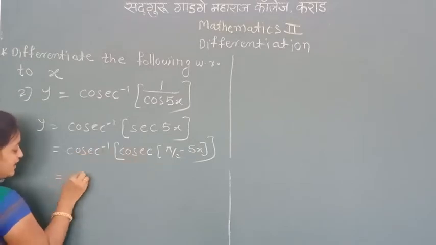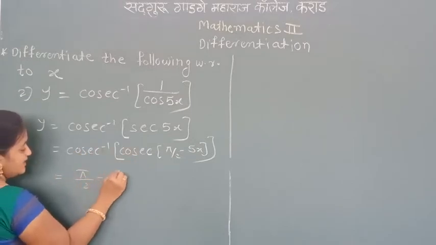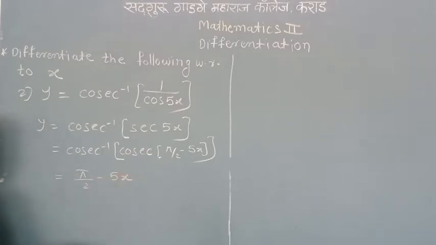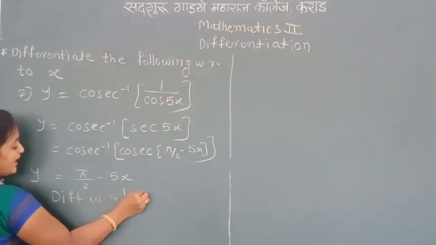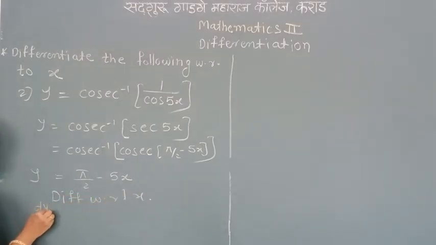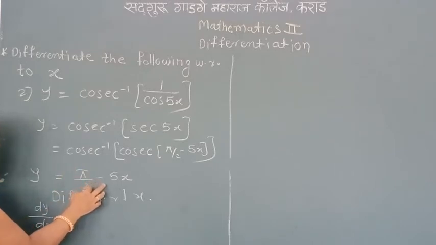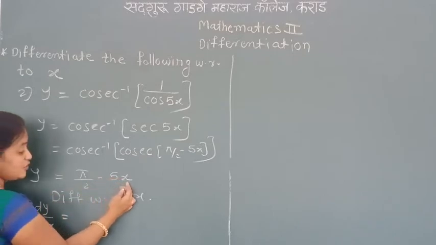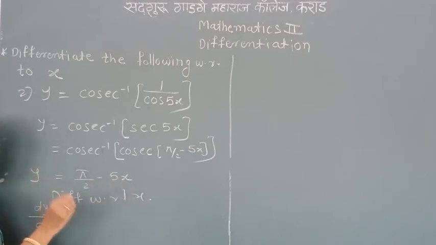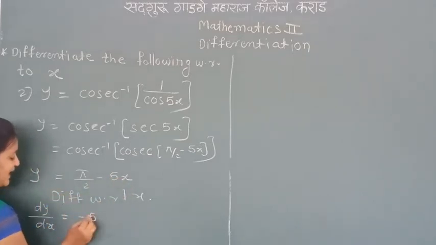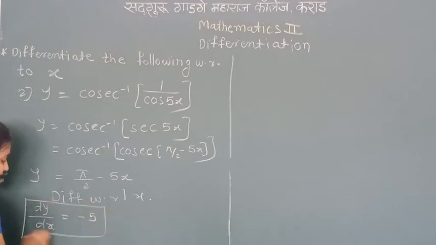We can write only pi by 2 minus 5x. Now it is very easy to differentiate. So differentiate with respect to x. We get dy by dx is equal to pi by 2 is a constant, derivative is 0, minus 5 is constant, take it outside. What is the derivative of x with respect to x? Which is 1. So your final answer is minus 5 for this example.